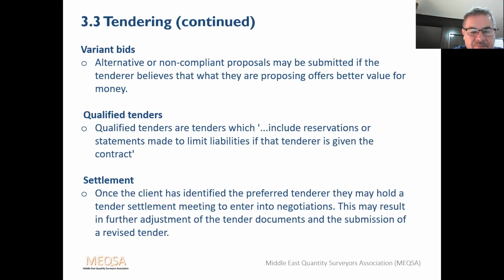The client may call either the lowest or the lowest 2 or 3 in, have a meeting with them, and ask them to reduce their price. So this may result in a further adjustment of the tender documents and a submission of a revised tender.